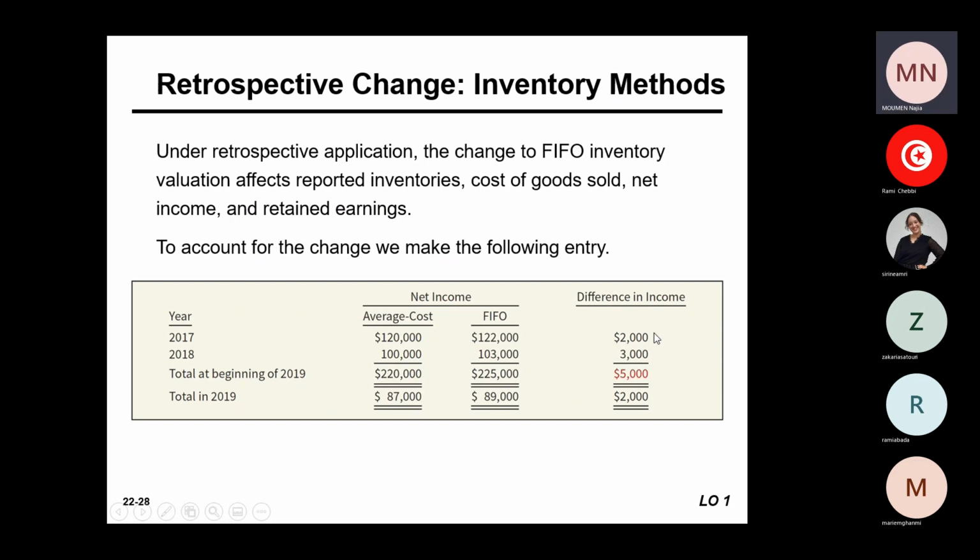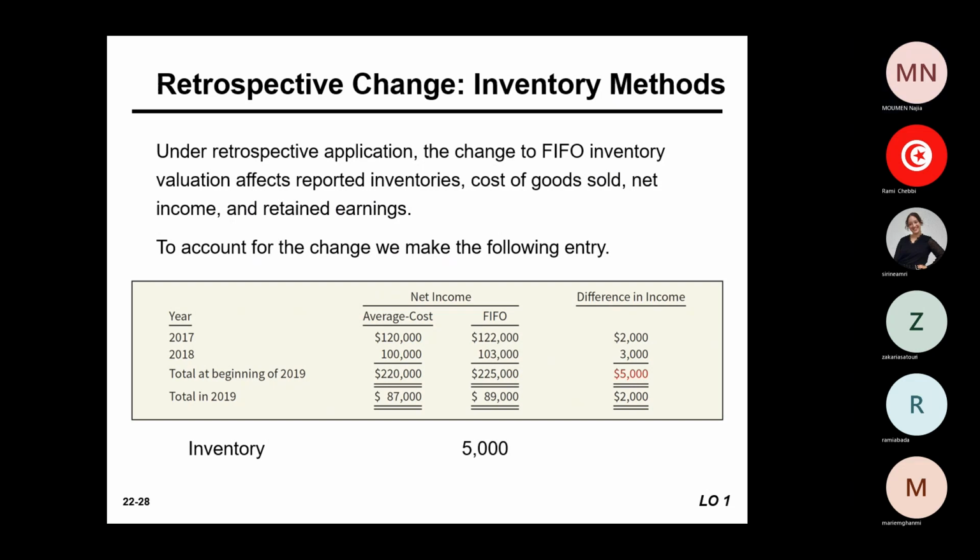So we see that this difference in income, of course, of 2,000, 3,000, that's the total as of beginning of 2019, will be made or shown as an adjustment to the retained earnings, of course, the beginning balance in 2019.